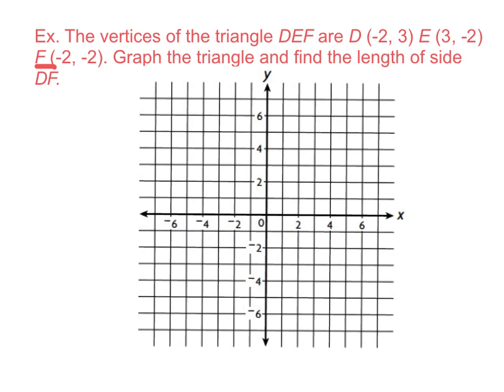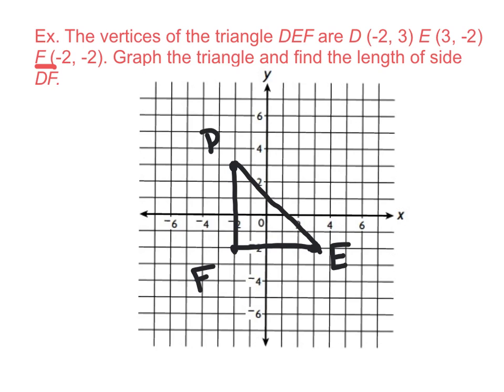I'm going to start with graphing D. Got -2, +3. That's D. Remember, always label them. Then E is over 3, down 2. This is E. Remember, I'm making the shape of a triangle. And F is -2, -2. There's F. Connect my dots. Okay, so far we're halfway done.